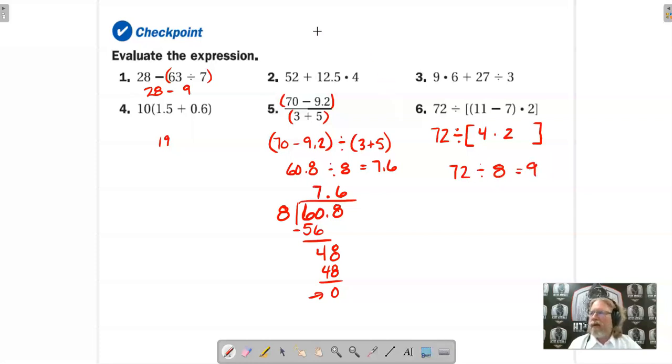All right, so there's 3 of them there on the checkpoint. One using order of operations, where we know we had to do the multiplication or division first, then we could do the addition and subtraction. The other one is using a fraction and recognizing that the numerator and the denominator is a concept of grouping, and/or parentheses if you want to look at it that way. And then number 6, where we had parentheses inside of a bracket.